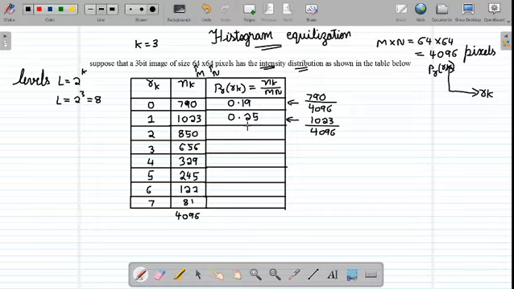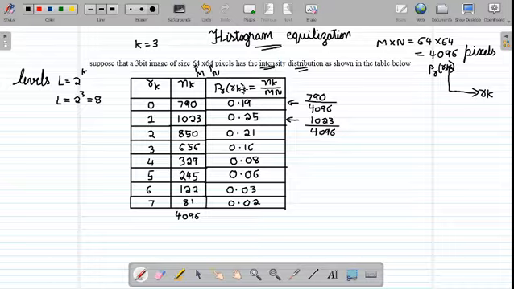Next, we'll be doing the same operation: 850 by 4096, 656 by 4096, and similarly performing the same operation on all these values, we will get the value of probability of Rk. So these are the values we should get: 0.21, 0.16, 0.08, 0.06, 0.03, and 0.02.